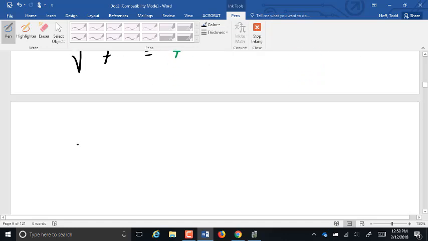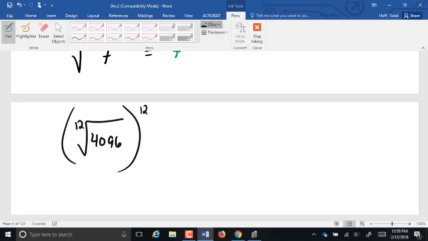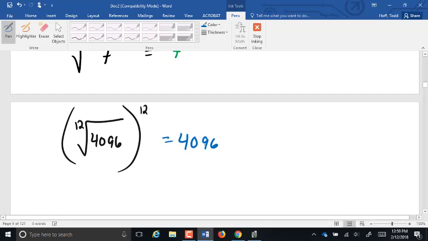How about the 12th root of 4,096 to the power of 12? What's that going to come out to be? You got it. Doesn't matter what order they come in, the 12th root and the 12th power are inverses. They cancel each other out.